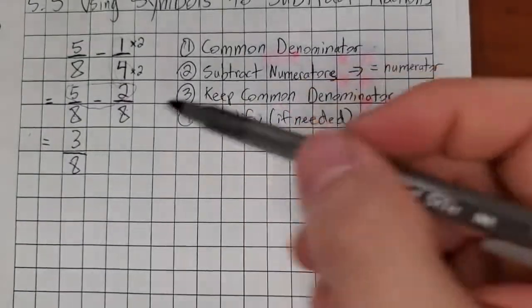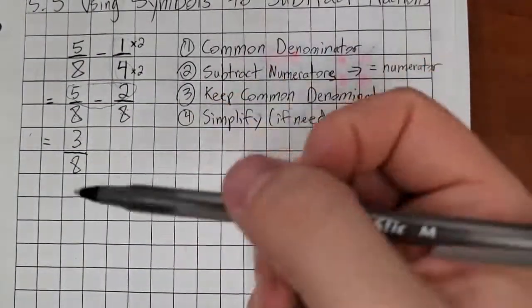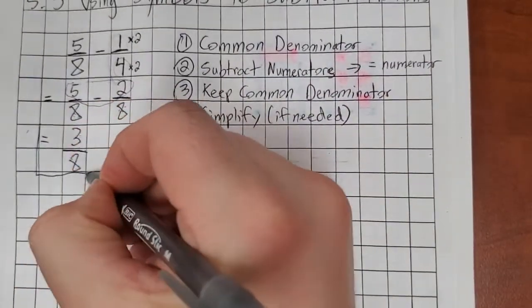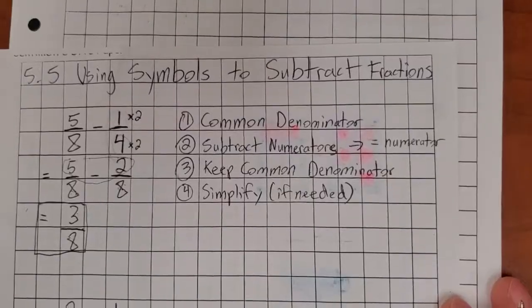And then 4, if needed, we need to simplify. But 3, it's only divisible by 3 and 1. So we can't do anything. So that's our answer. I'm going to do one where we might need to simplify.